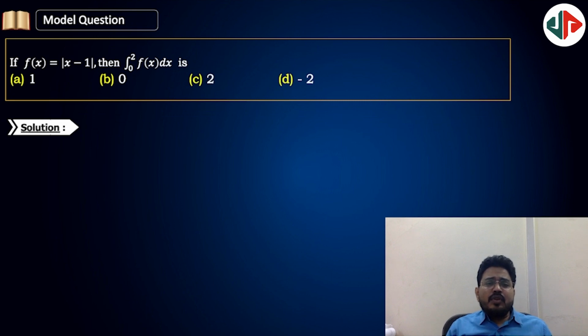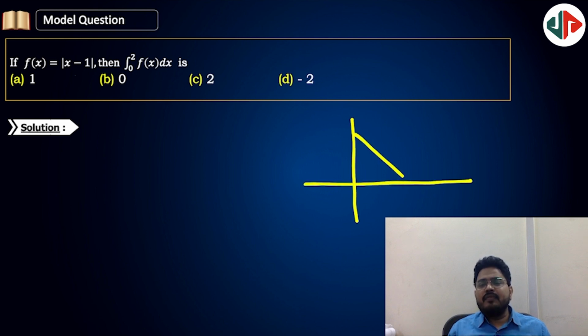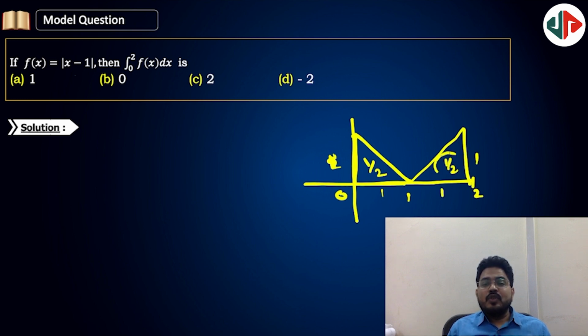If the power is odd, you leave it wherever it is ending. Integral 0 to 2 f of x dx. So I just don't want to go for the integration of this. I will go for the graph. 0 to 2. This value is 2. Height is 2. At x is equal to 0, height is 1 only. So this is 1, this is 1. Area is 1 by 2, half base into height. This is 1, this is 1. So area is 1 by 2. So 1 by 2 plus 1 by 2, answer is equal to 1.